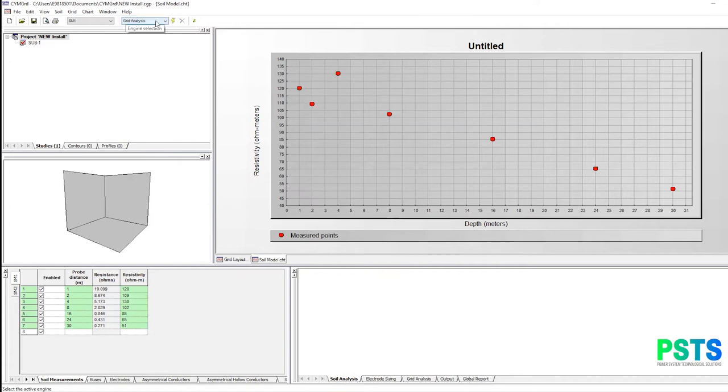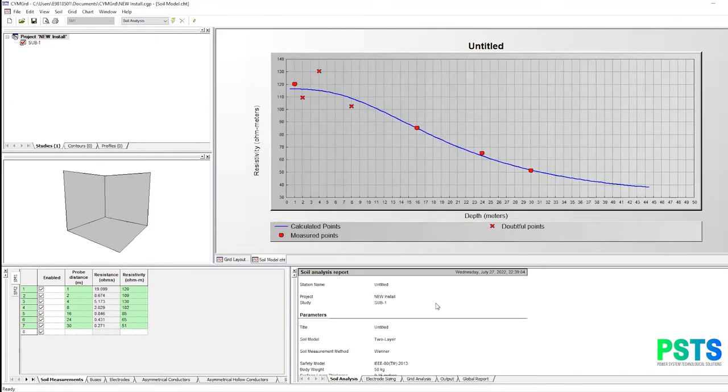Because the program can handle PV installations, wind turbine installations, all kinds of installations. So if I have the grid analysis now, let me see what we can do with the analysis. I cannot do any grid. I cannot do any contour or profile plot. So the only thing I can do is soil analysis. So I click on it, and this is what the program will tell me.